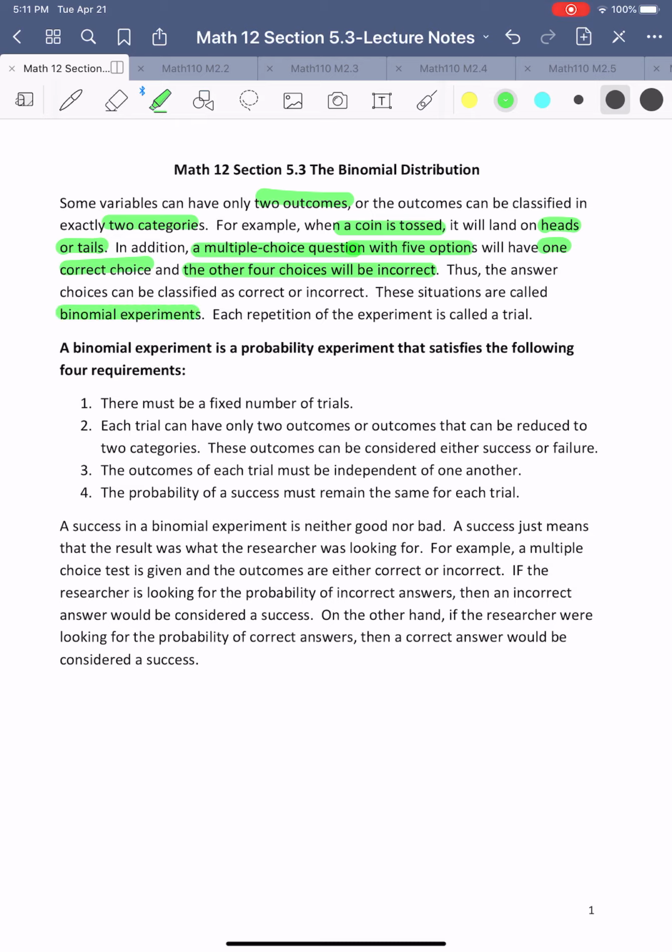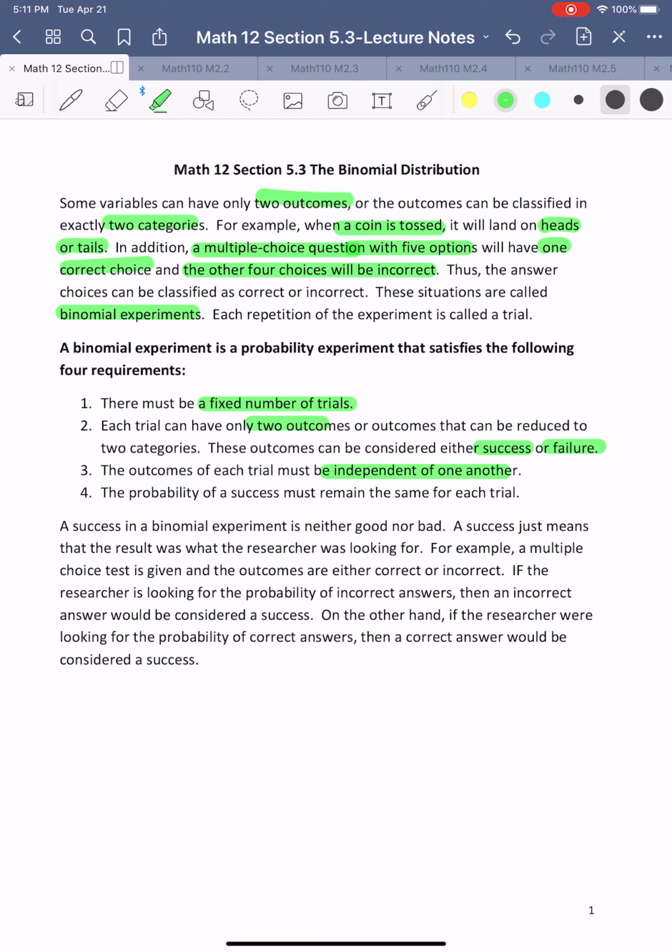Each repetition of the experiment is called a trial. In order to be a binomial experiment, four conditions have to be satisfied. First, there has to be a fixed number of trials, so it cannot be infinitely many. Second, each trial can have only two outcomes, or can be reduced to two categories, either success or failure. Third, the outcomes of each trial must be independent of each other. And fourth, the probability of success must remain the same for each trial.